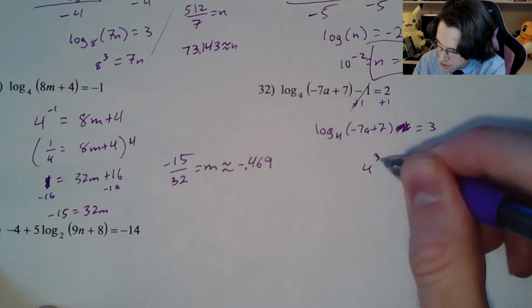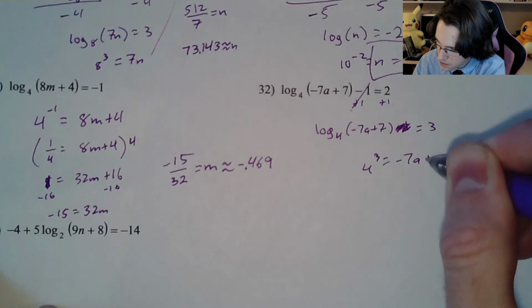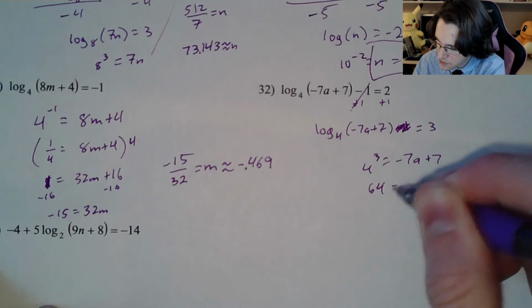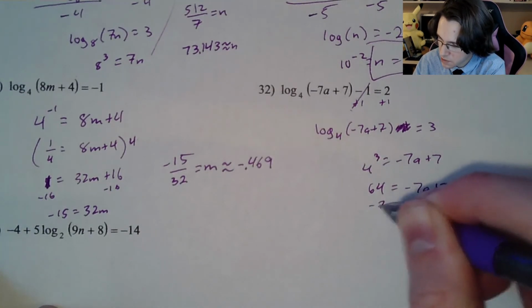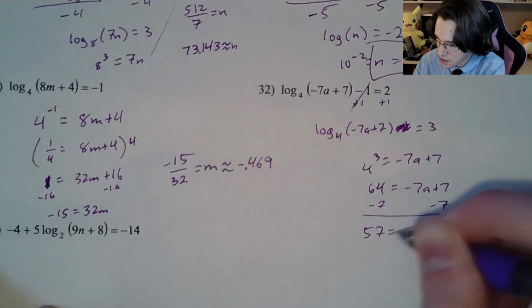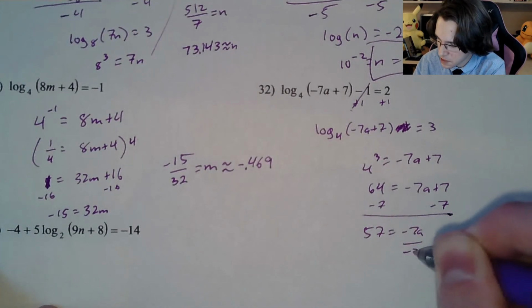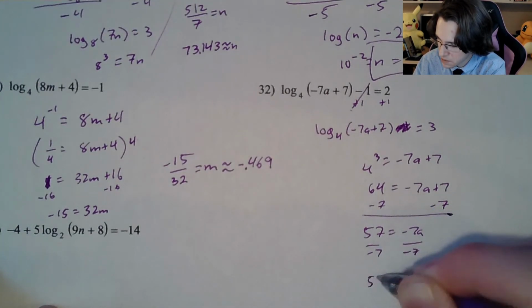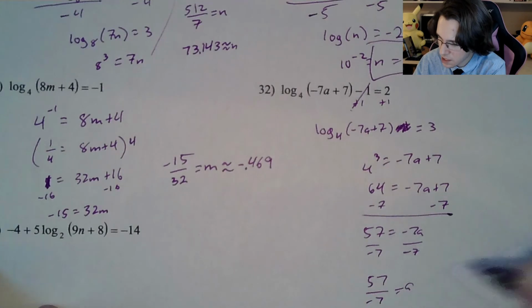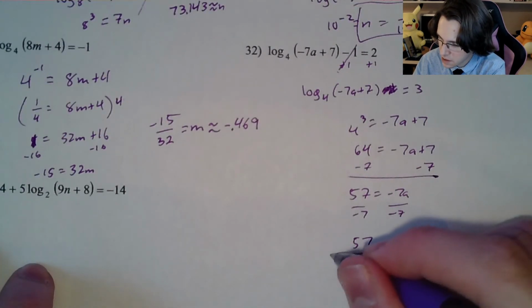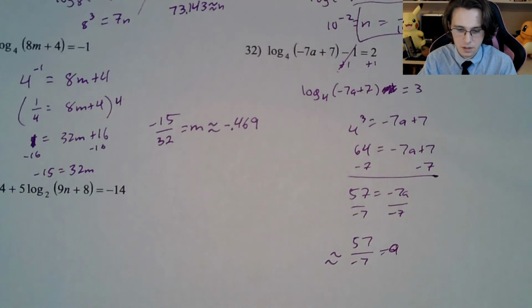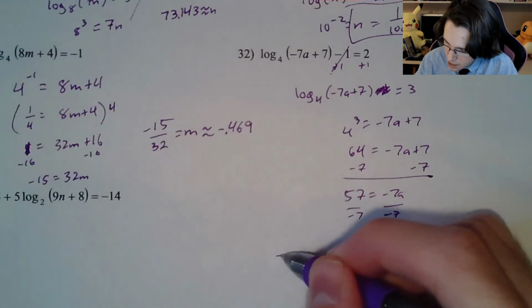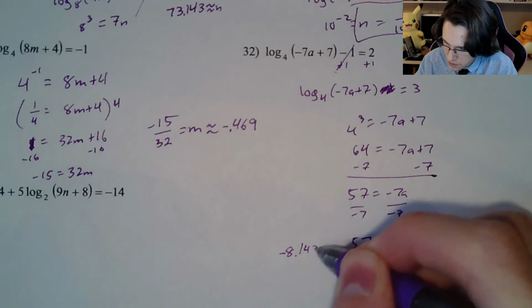4 to the third power is -7a plus 7, so 64. -7a plus 7, subtract 7 on both sides. We're going faster and faster towards the end here. -7a, divide both sides by -7. Holy moly, 57 over -7 is a, and therefore, we have an approximate answer as well. We got -8.143.